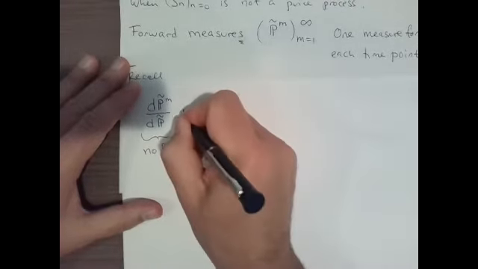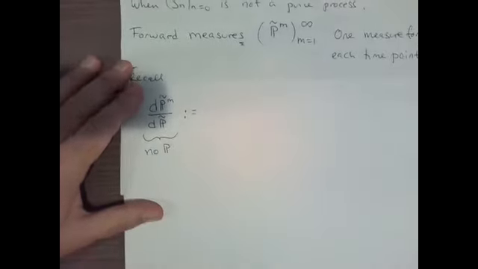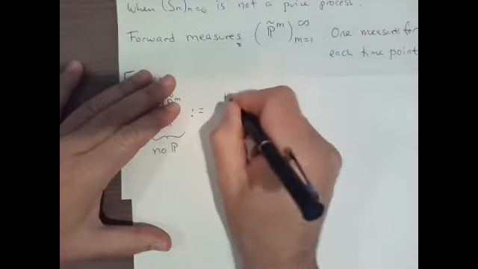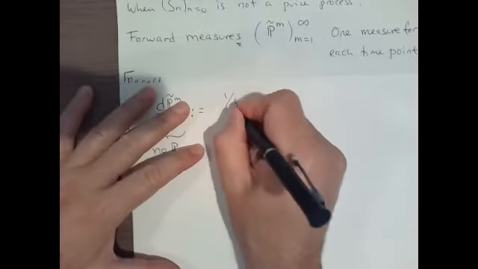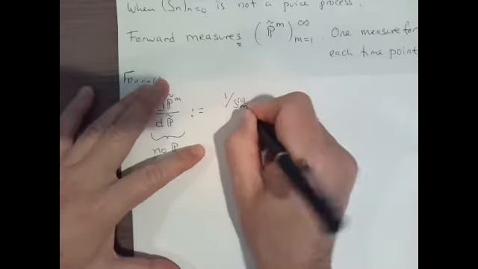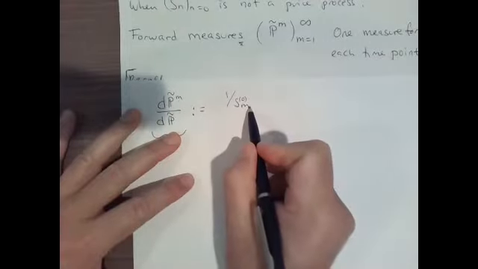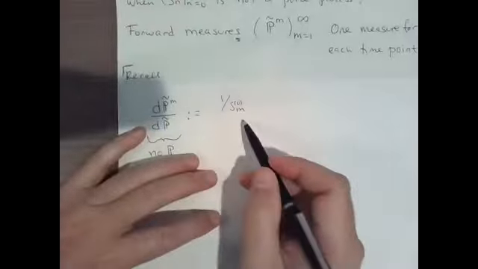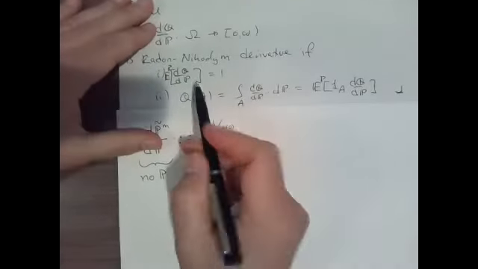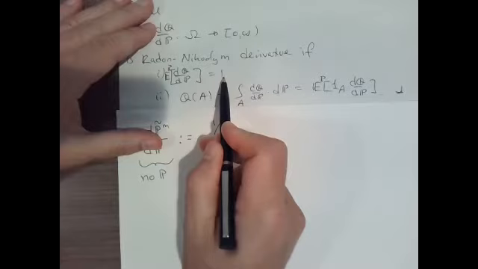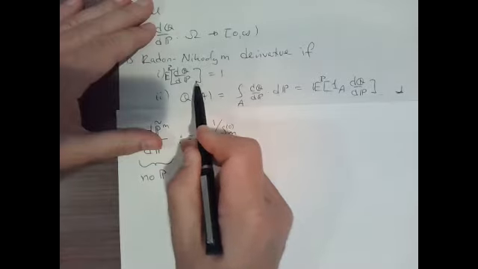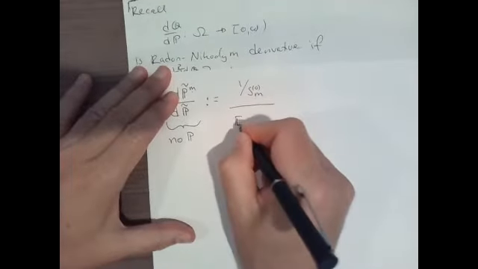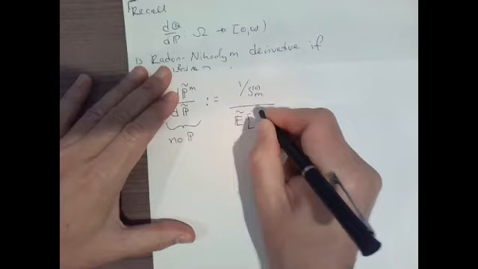And so the definition is, you need 1 divided by the money market account. And you note this M here is the same as this M here. So this is going to be positive because it's the money market account. But we also need this expectation to be 1. So the way that I do that is by dividing everything by its expectation.